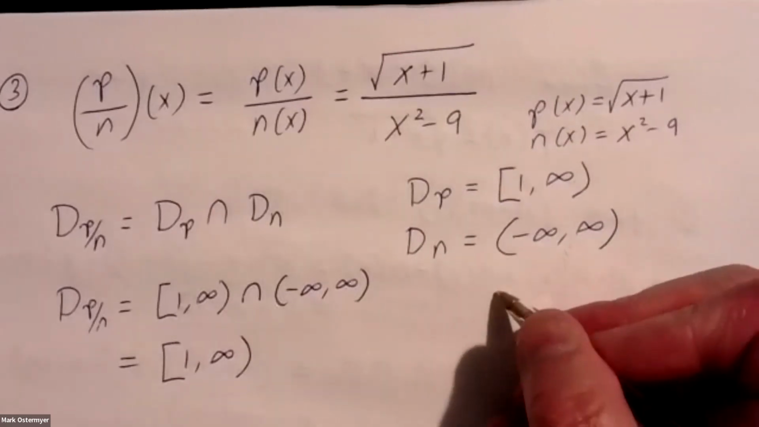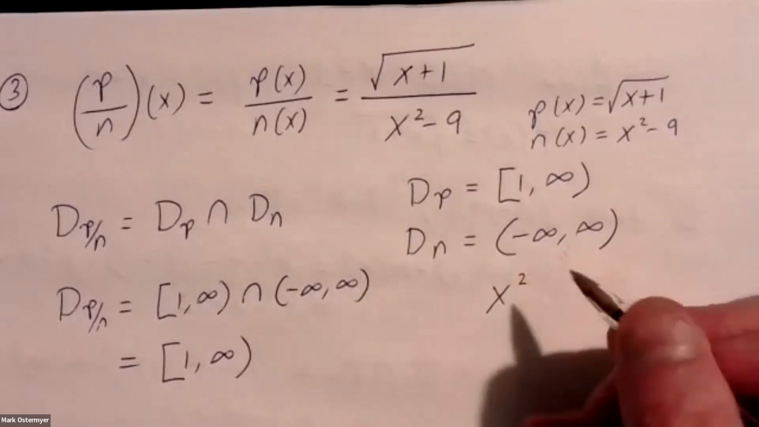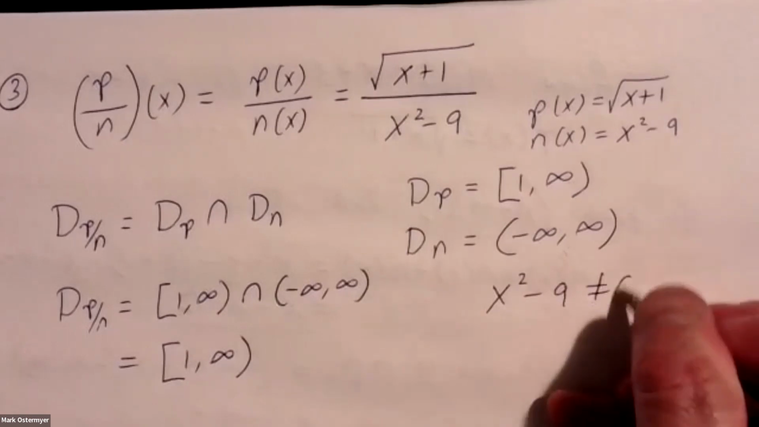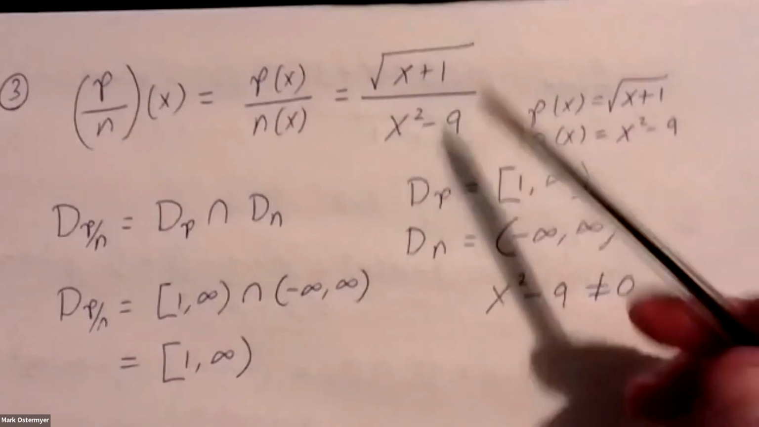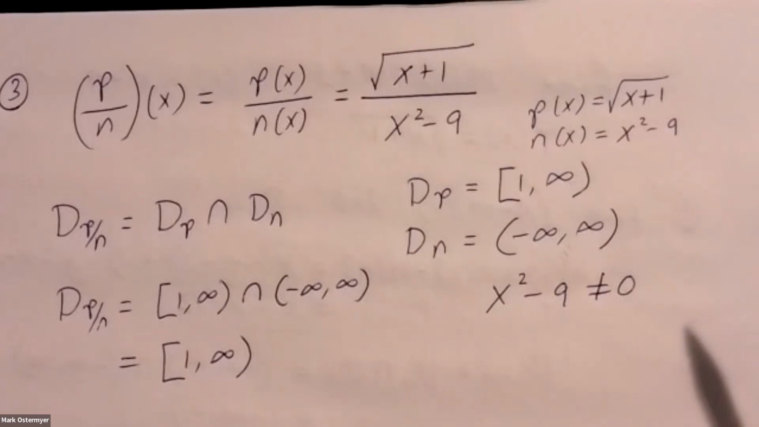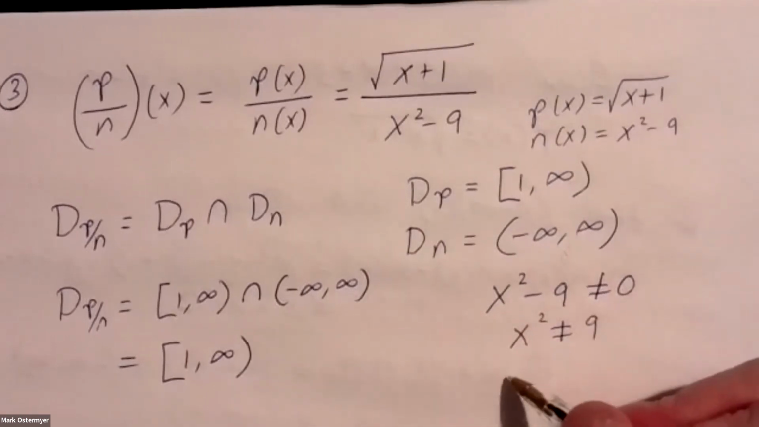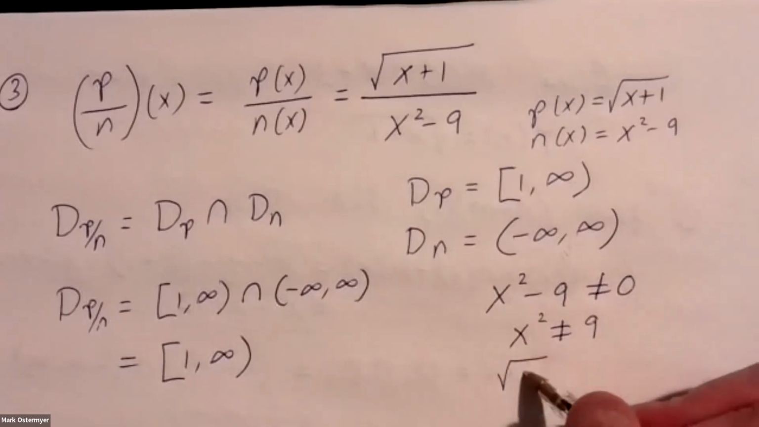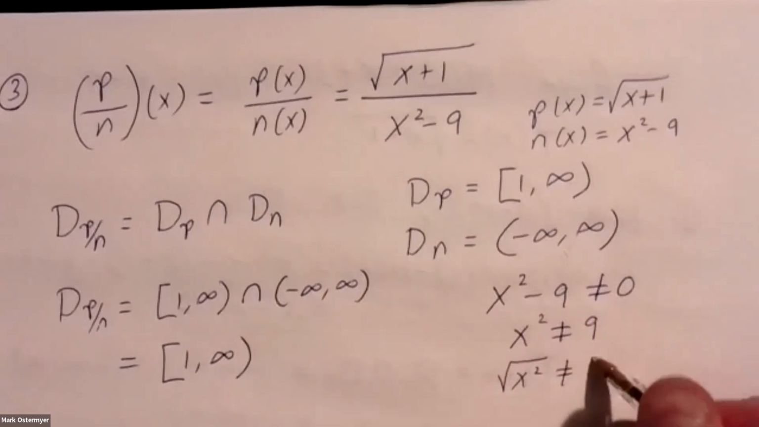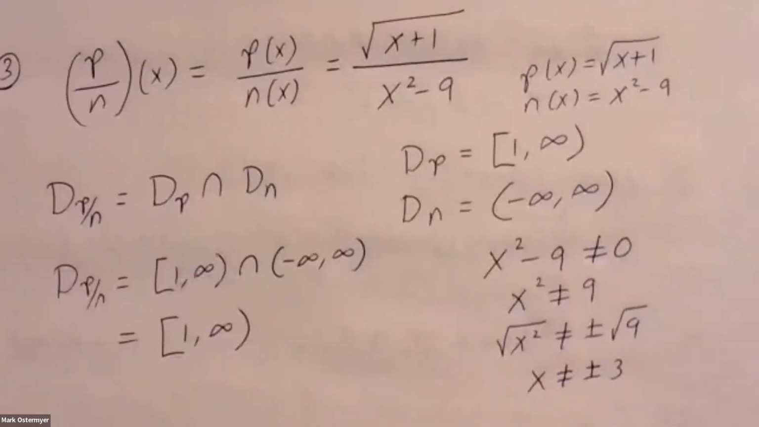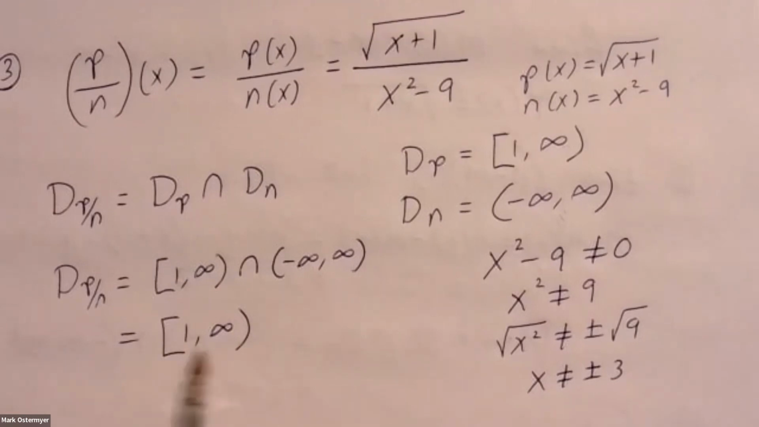So we need to impose another restriction on this domain for this quotient function. We must say that x squared minus 9 better never be equal to 0. Because if it is, we're dividing by 0, function's undefined. This implies that x squared better never be equal to 9, which implies that when we take the square root of both sides of this thing, x better never be equal to positive or negative 3. So we have got to exclude positive and negative 3 from this domain here, this set.